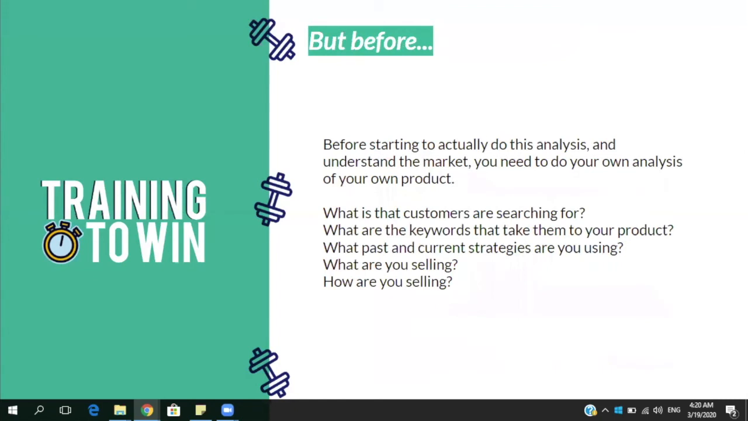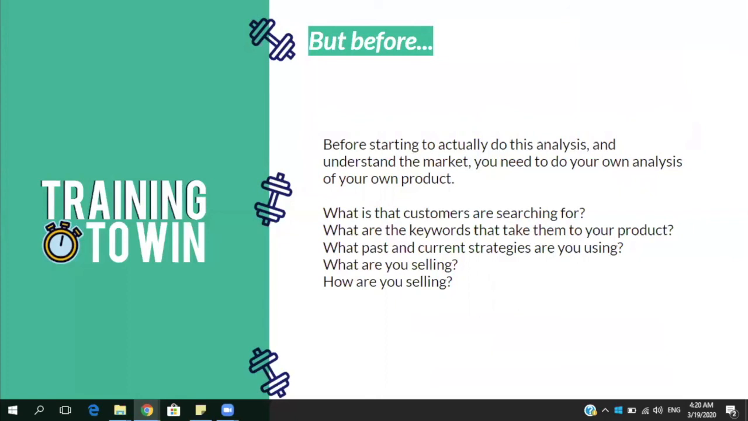But before doing your competitor analysis, you have to understand your market, right? You need to do your own analysis of your product. What are customers searching for? What are the keywords that take them to your product? What past and current strategy are you using? What are you selling, and how are you selling it?